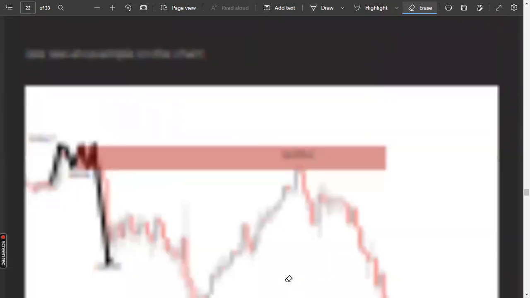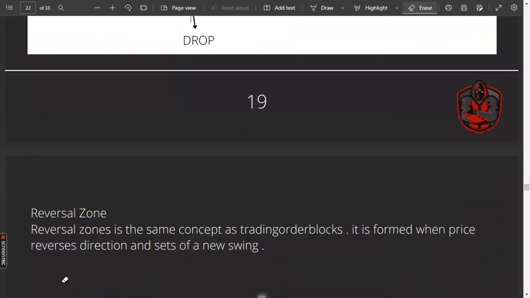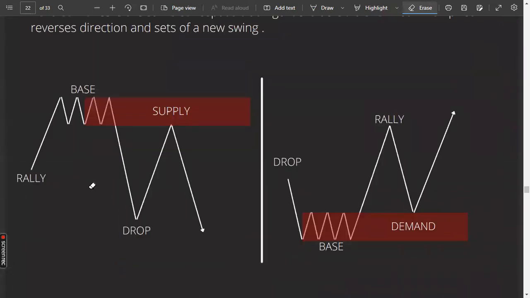These are what we were talking about, the reversal entries. We see a rally, a base, a drop. When you see a drop, it's a break of market structure. You see a break of market structure to the downside. We can say this was our lower low. Our low, consolidation, liquidity, break of structure, then draw your order block here.